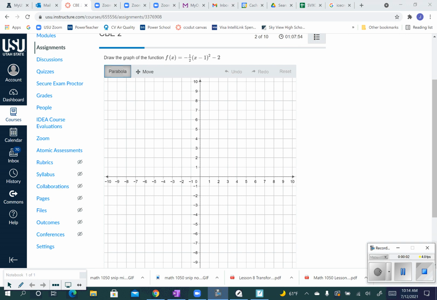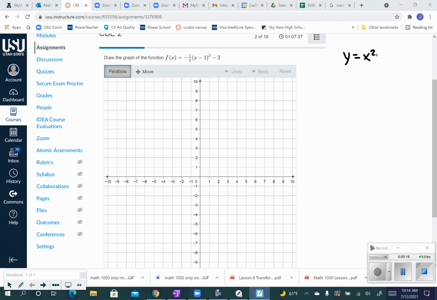So on question number 2, it gives us the function and it wants us to graph it. So a couple of things, let's just look at our transformations. The first thing I'd start out by, what's the parent graph? And the parent graph is just y equals x squared, which we know is a parabola that has a vertex at 0, 0.